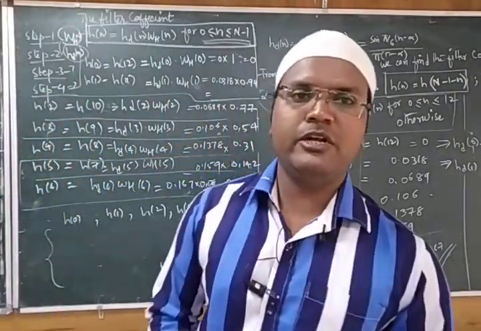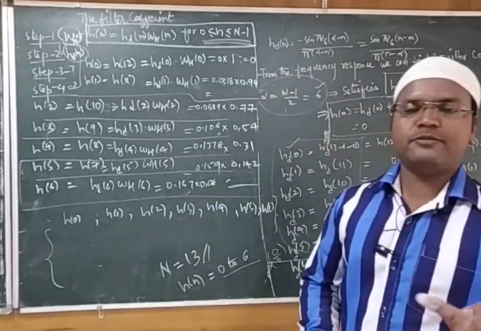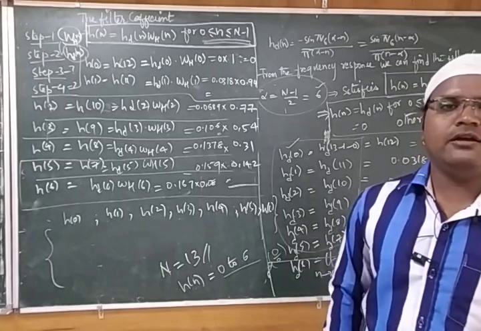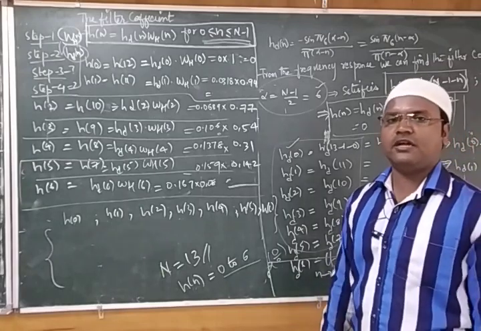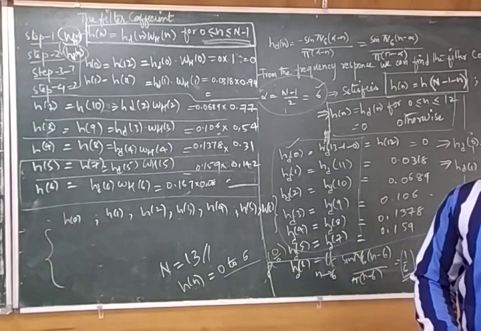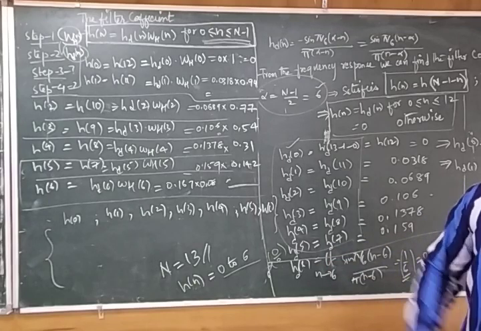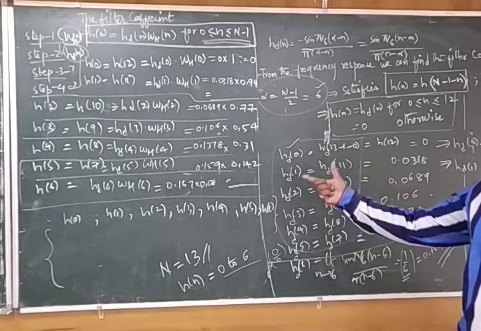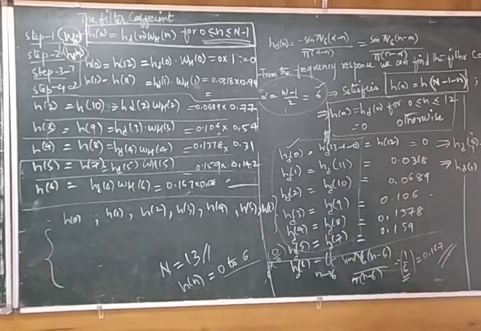In the Kaiser window, you only had the explanation of the formula for the application part. Numericals you won't get from it. Numericals you will get from the Hamming window, and the window which we have done, that is the rectangular window. So practice these kinds of questions, they will definitely come for 10 to 15 marks. Right now it's a 15 marks question. You definitely get this kind of question, so practice.